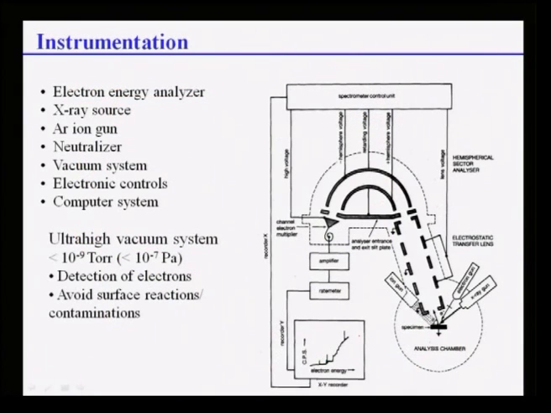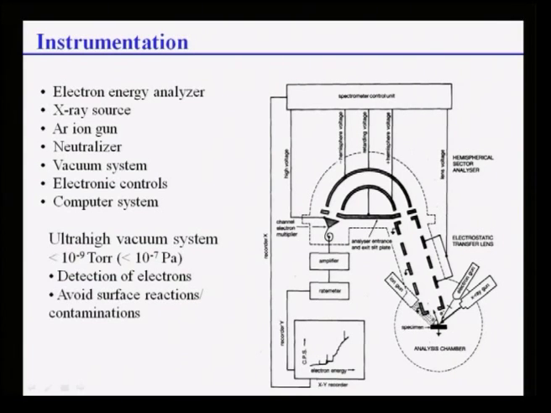How the instrumentation is done we are going to discuss in detail later on, but to show you, there are a lot of different components here. This is basically the heart of the system. You have a sample, an X-ray gun, and an electron gun. Then you have an ion gun to clean the sample surface. Many times argon ion is used, because this is done inside a vacuum chamber.